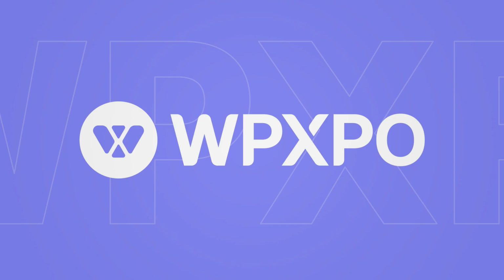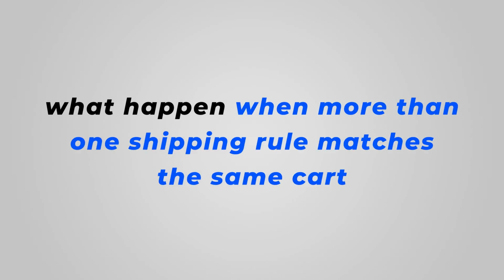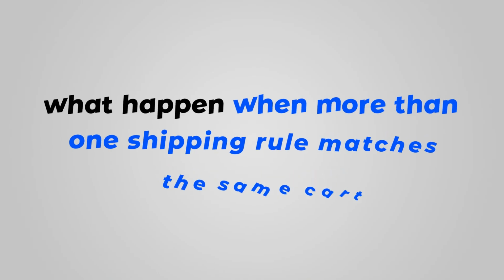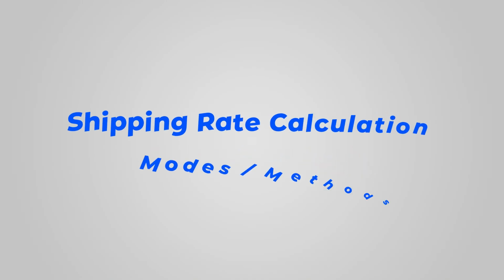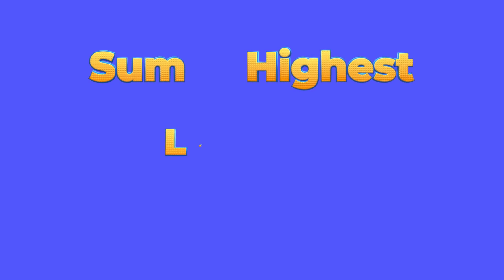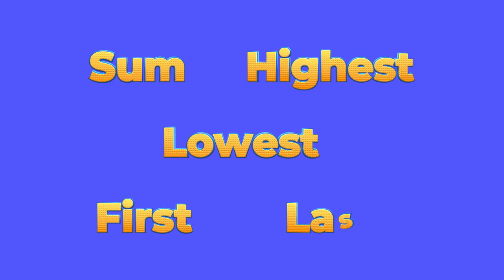In this video, I'll walk you through what happens when more than one shipping rule matches the same cart, and how Shipping Plugin figures out which cost to charge the customer. This behavior is known as shipping rate calculation modes or methods, and we have 5 of them: sum, highest, lowest, first, last. These might make no sense to you now, but they will soon. I'll also cover some common mistakes to avoid at the end.